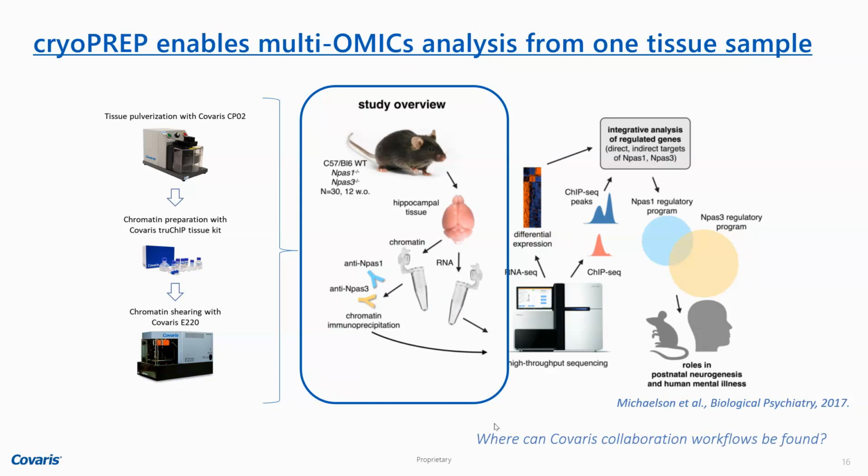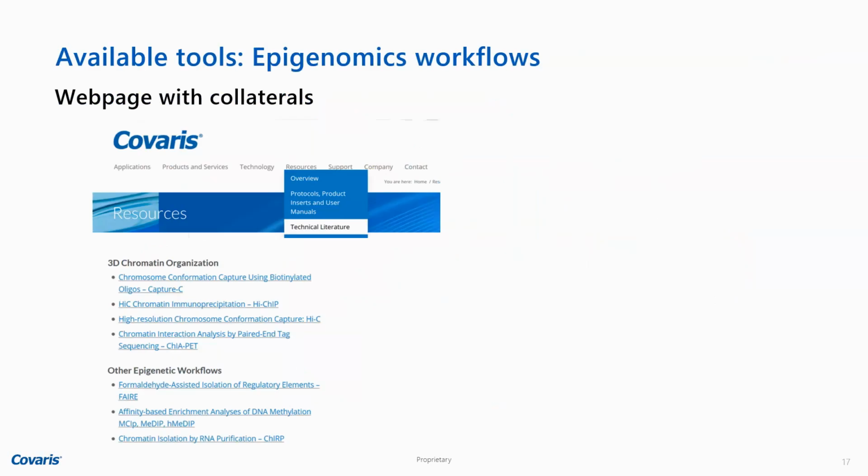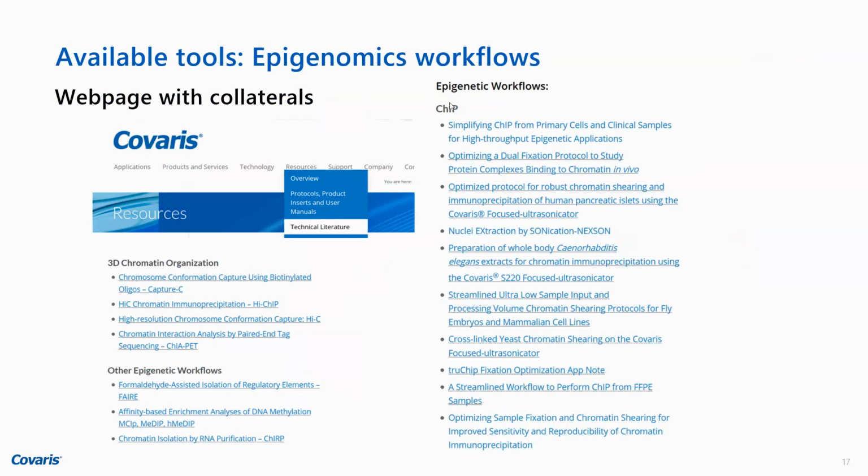Now I think one question for you could be where can we find the collaborative work that is done with Covaris? And you can find it on our webpage. If you go to the Covaris webpage, go to resources, then go to technical literature, and then you can find 3D chromatin organization and some other epigenomics workflows. And you can find all the ChIP workflows where we have done collaborative work with scientists in the field. You can, for example, find the workflow that we did with Bayer, or also our ChIP workflow where you can start with FFPE samples.